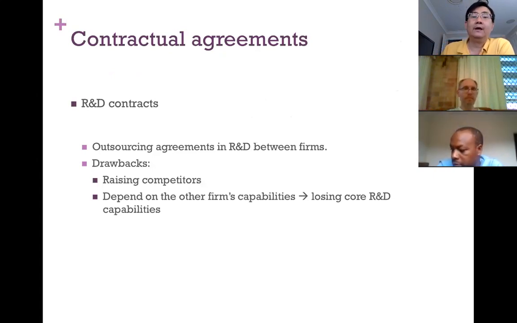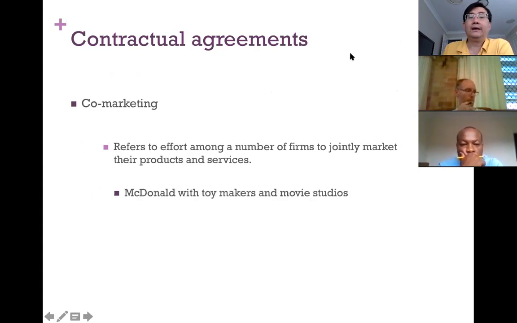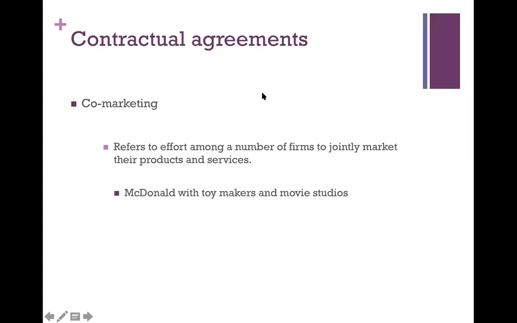Okay, fantastic. So these two are basically part of the non-equity entry modes. Now the other one from the contractual agreements is co-marketing. So we join forces, doing co-marketing with another company, McDonald's, for instance, with toy makers and movie studios. They join forces for their products and services.